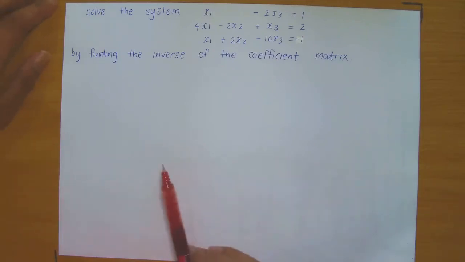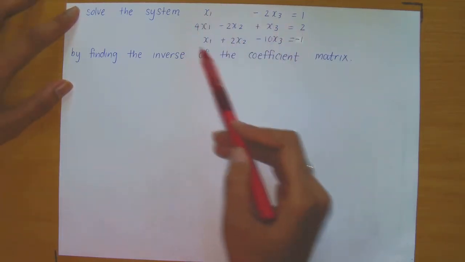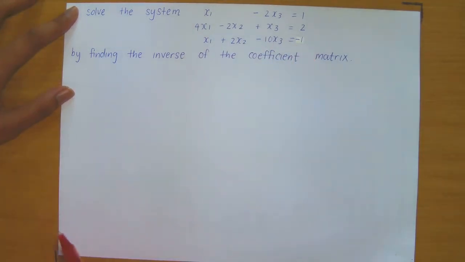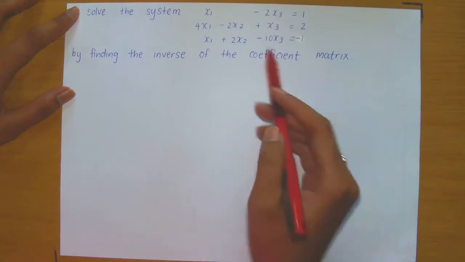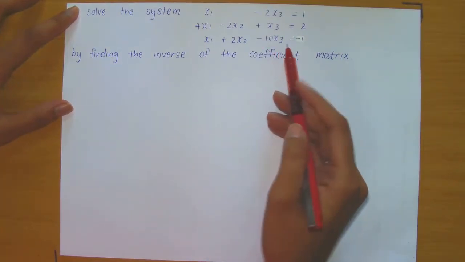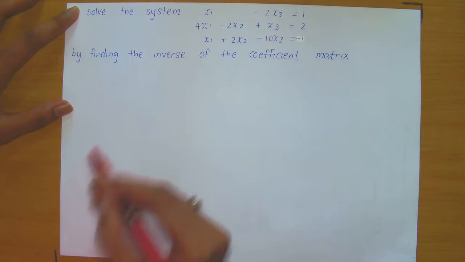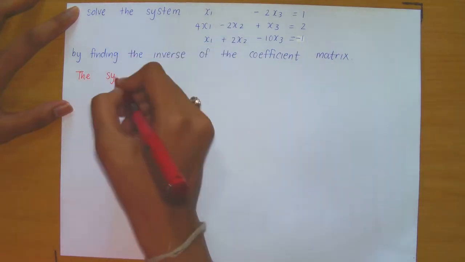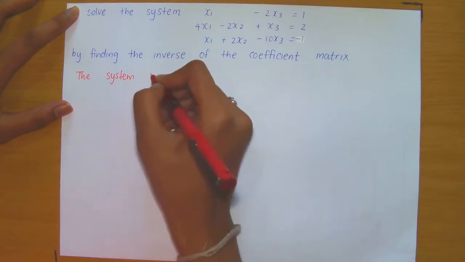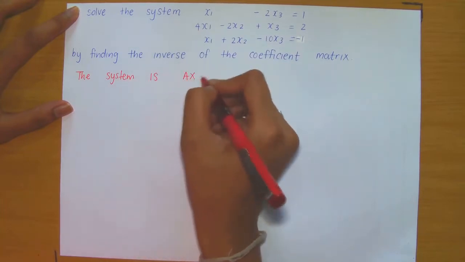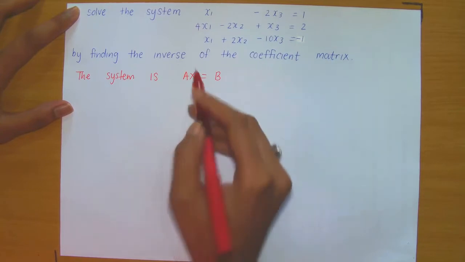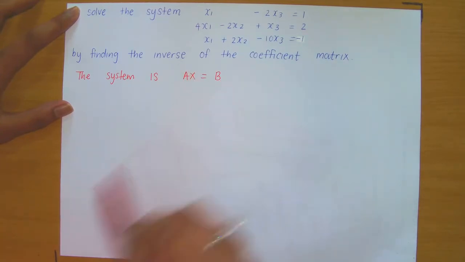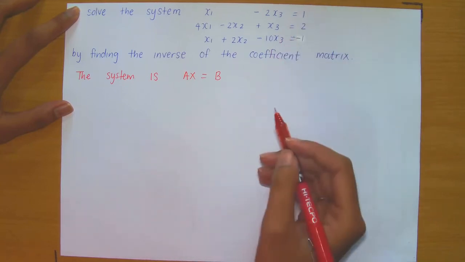Today we're going to be looking at how to solve a system of linear equations using the inverse of the coefficient matrix. So recall, when you have a system of linear equations, we can rewrite it in matrix form. The system above can be rewritten in the following form: AX equals B, where A is the coefficient matrix, X is the variable matrix, and B is the constants from the right hand side.